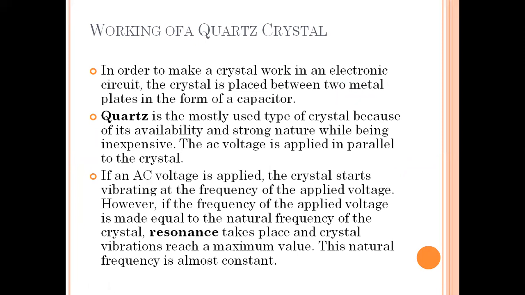Next, quartz is the mostly used type of crystal, as we already know, because of its availability, its strong nature, and because it is inexpensive; the cost of quartz is low. That's why we prefer the quartz crystal. If an AC voltage is applied, the crystal starts vibrating at the frequency of the applied voltage. However, if the frequency of the applied voltage is equal to the frequency of the crystal, we get the maximum oscillations, and that is called resonance.